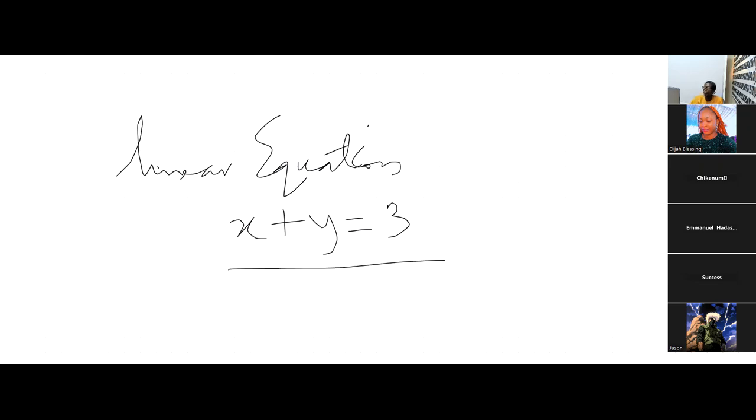From that equation, x plus y is equal to 3, how many variables do we have in this equation? Equation 1. How many variables do we have in equation 1 on the board for you?